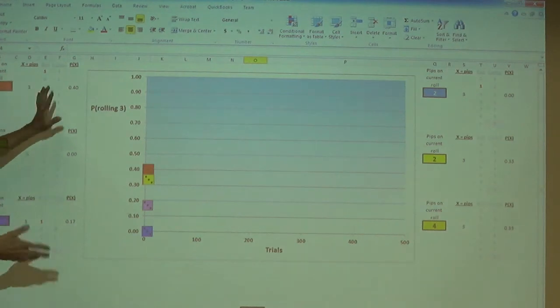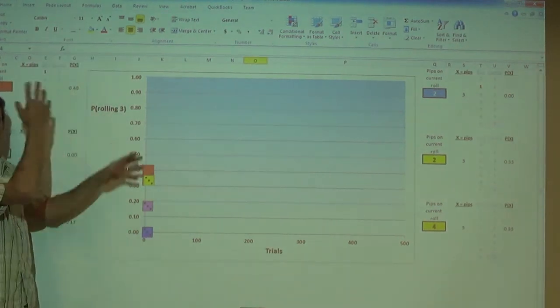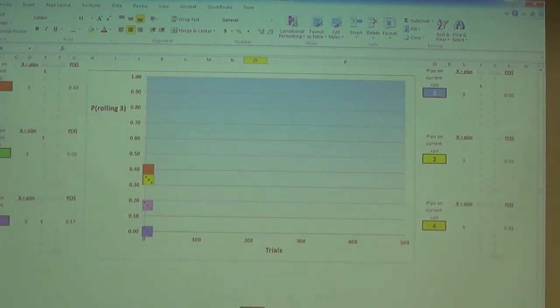Notice how they're all over the place right now. They were jumping all over the place. Watch what happens as I roll more and more dice. Where are those dice starting to head towards as far as the probability of rolling a 3? Let's let them do the little dance. There's the green one. What are they starting to hover in on, guys? Do you see what they're starting to hover in on? They're starting to hover in on 1/6.